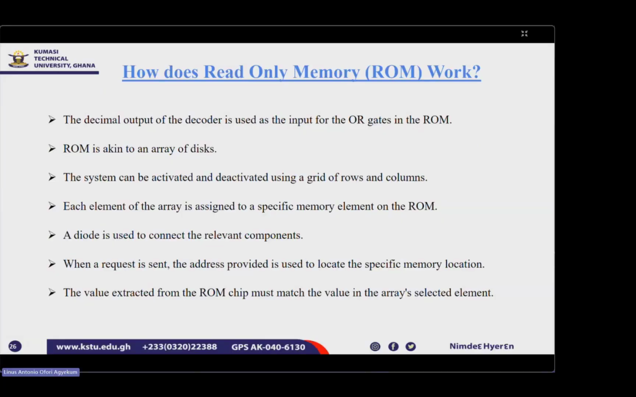So the decimal output of the decoder is used as the input for the OR gate in the ROM. And so the ROM is akin to an array of diodes. And the system can be activated and deactivated using a grid of rows and columns. I won't spend so much time here, as this will look more abstract for you because of the digital electronics in there.